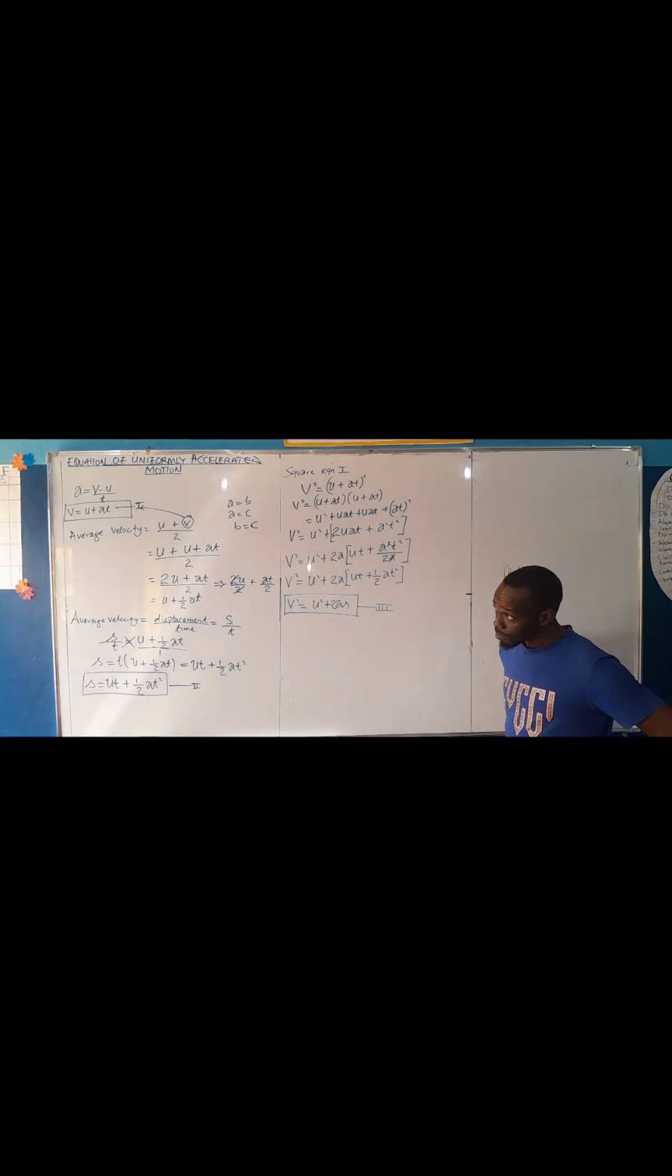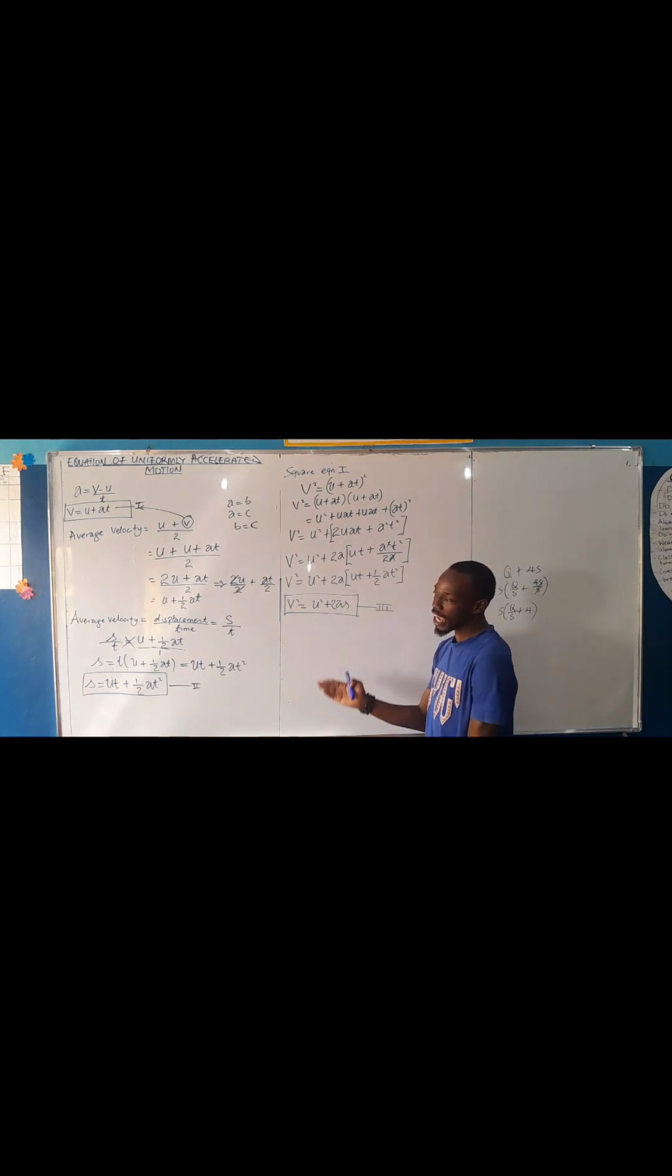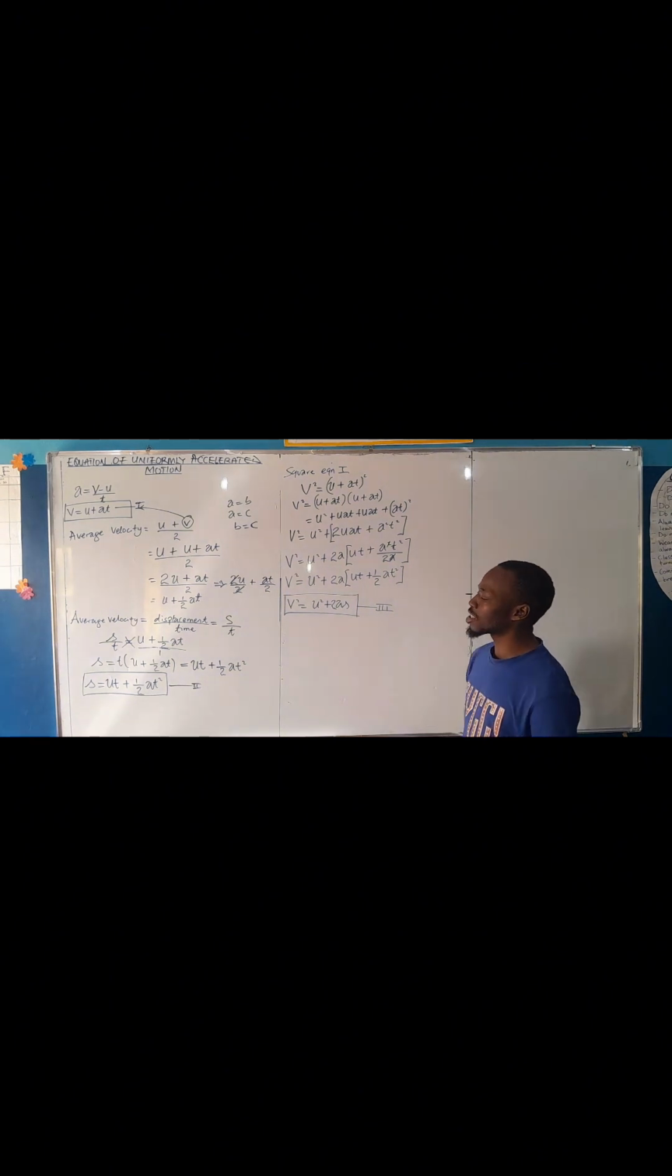Let's say it again. Final velocity equal initial velocity plus acceleration times time. The second equation says distance equal initial velocity times time plus half acceleration times time squared. And the last equation says final velocity squared equal initial velocity squared plus 2 times acceleration times distance. So these are the three equations of motion.